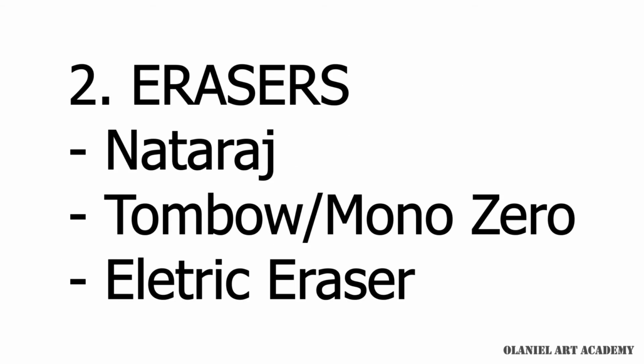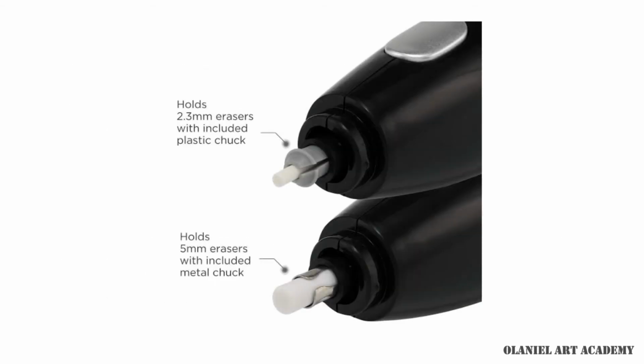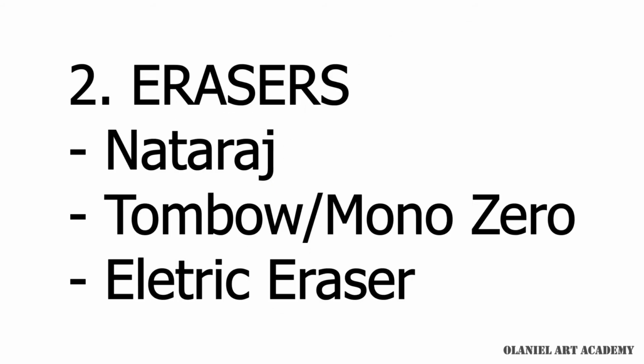Another thing is the electric eraser. Yes, that's how the electric eraser looks. It works almost like the Tombow eraser, but like I said, they all have different functions. It just works by putting a battery inside it and then using it.